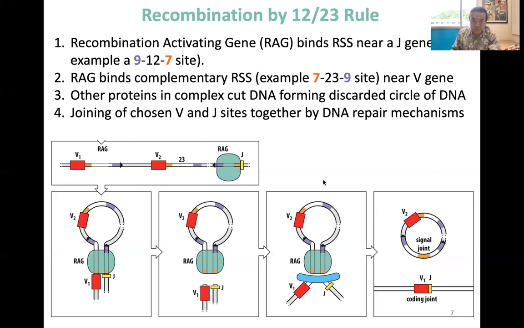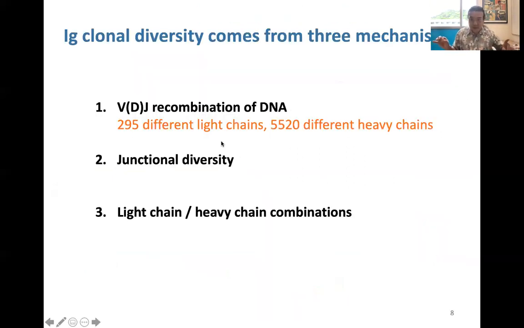That's what happens. All right, so just by VDJ recombination alone, by choosing from the 30 or so red blocks, the 6 or so yellow blocks, and a few green blocks, that alone means you can make 295 different light chains just by the probability of choosing different fragments. You can make over 5,000 different heavy chains, because remember, the light chains only involve a red V block and a yellow J block, whereas the heavy chains have that extra green D block. So that adds to the number of different options that you could have, right?